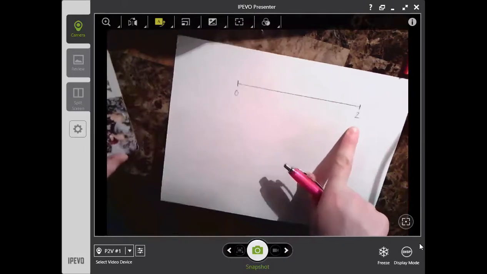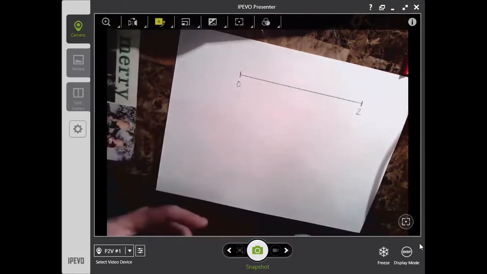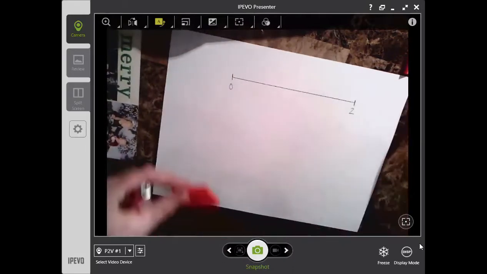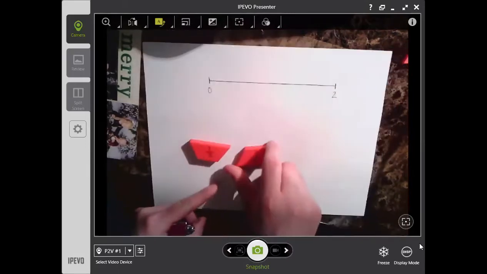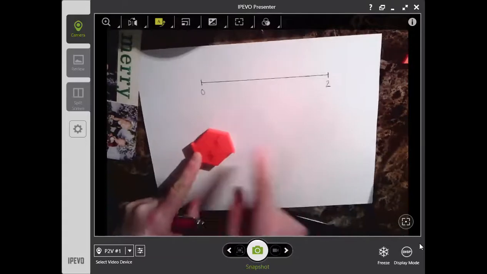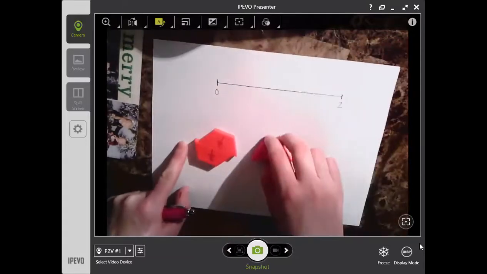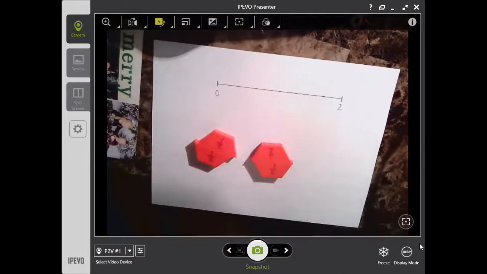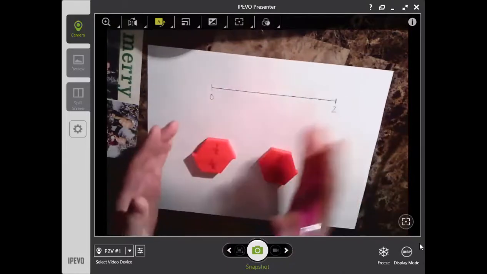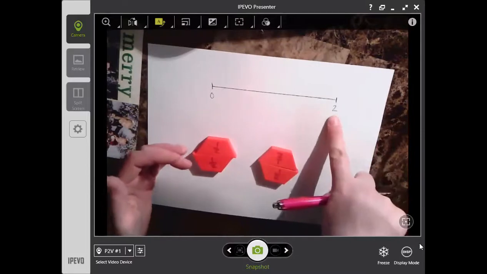Now the first time that we're going to do this, we're going to count by halves. So here are my pattern blocks to help us. I have 1 half, 2 halves, or 1 whole, 3 halves, 4 halves, or 2 wholes. Okay, so here are my 2 wholes. I'm not going to go any further than that because I need to stop at 2.